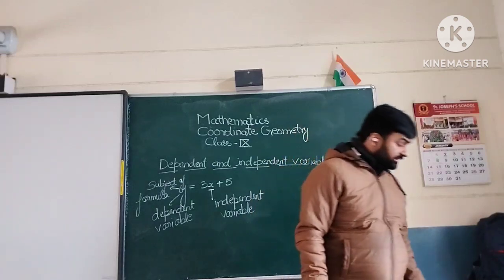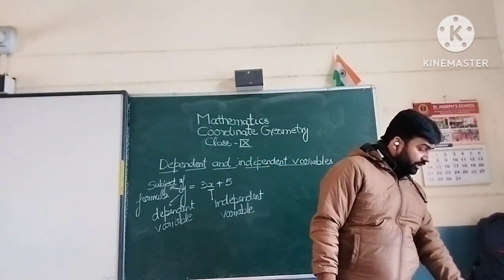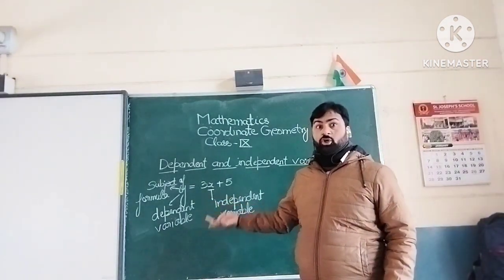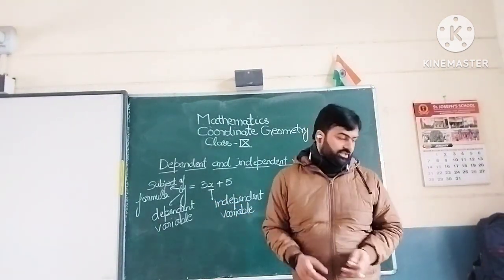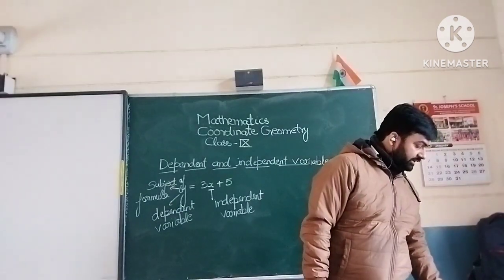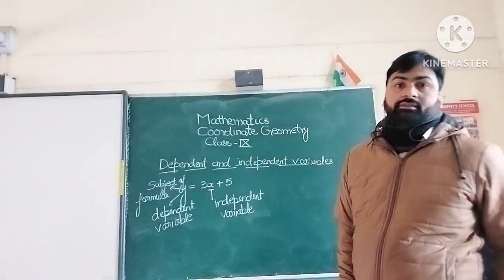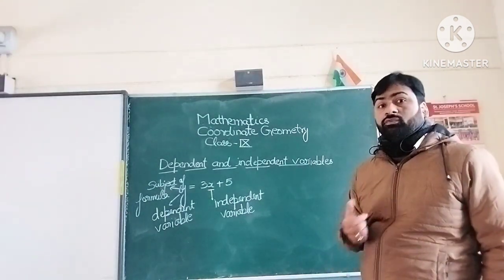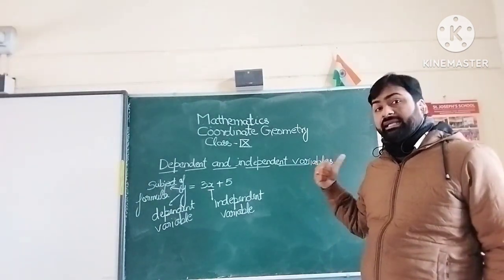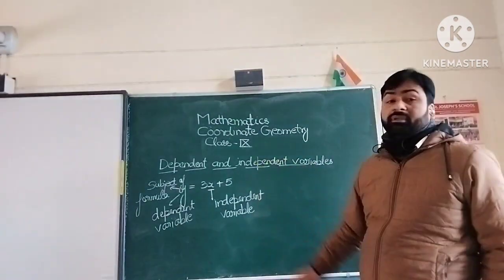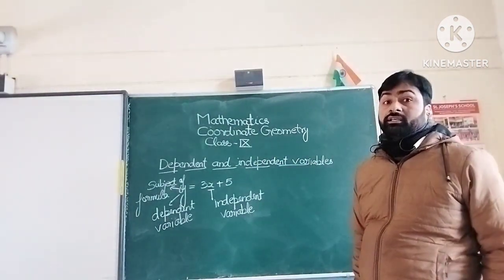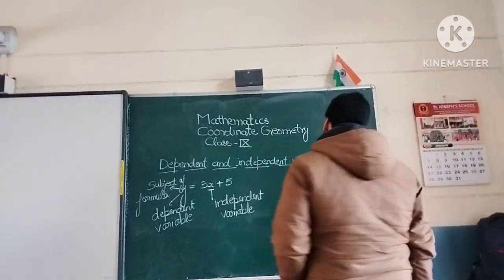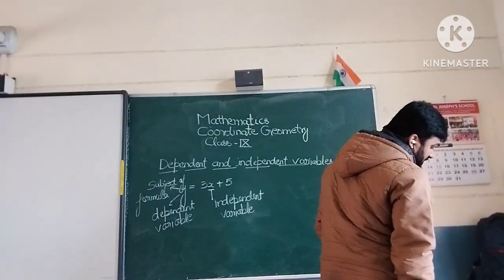So, whatever is the subject of the formula is called the dependent variable. Fine? And I don't say x is the object. So, in this equation, y's value is decided by the value of x. So, x is the independent variable and y, being the subject of the formula, is the dependent variable. I will show you one more equation where we can have a change also.